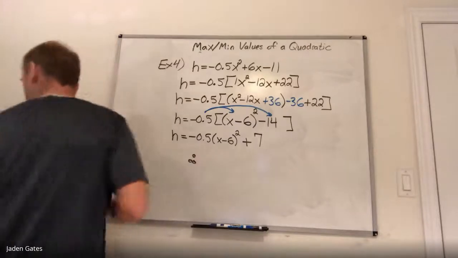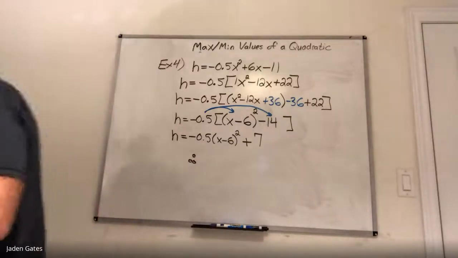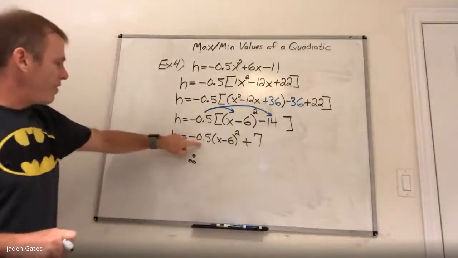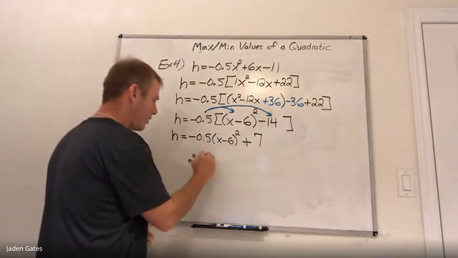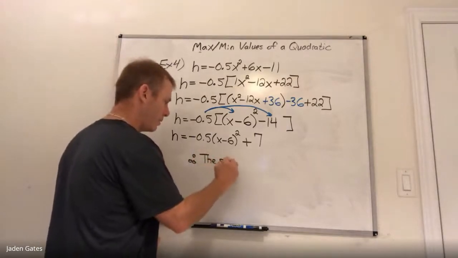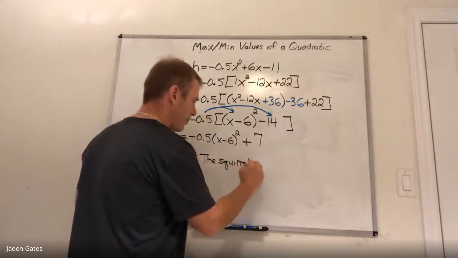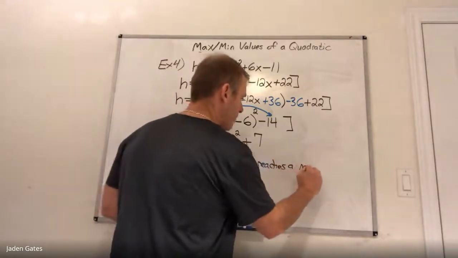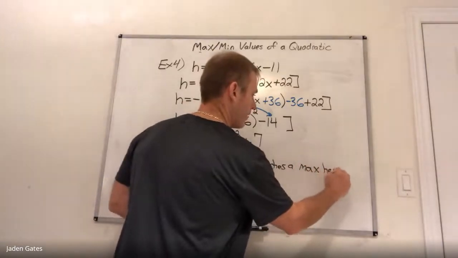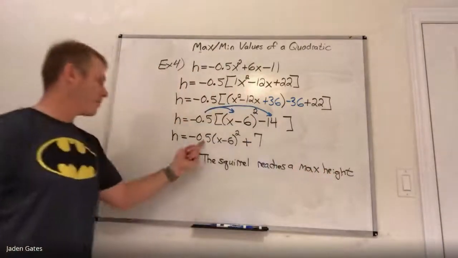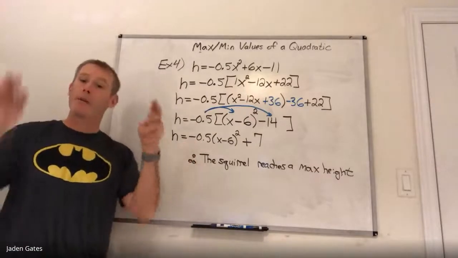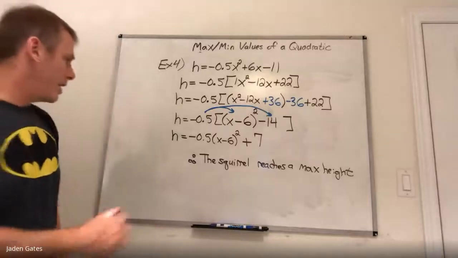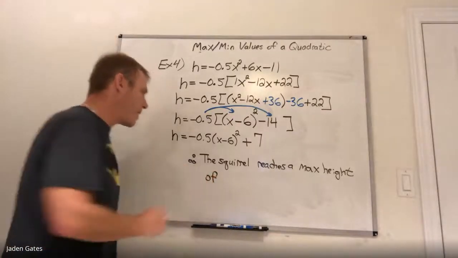What's this saying? This is a word problem, so it's got some meaning here. I do know that it's a maximum. Look at my a value. So the squirrel reaches a maximum height. And I would know it's a maximum height because my a value is negative. That means my steps are downwards, so our parabola is an upside down U. Height of, can somebody tell me what the maximum height is?